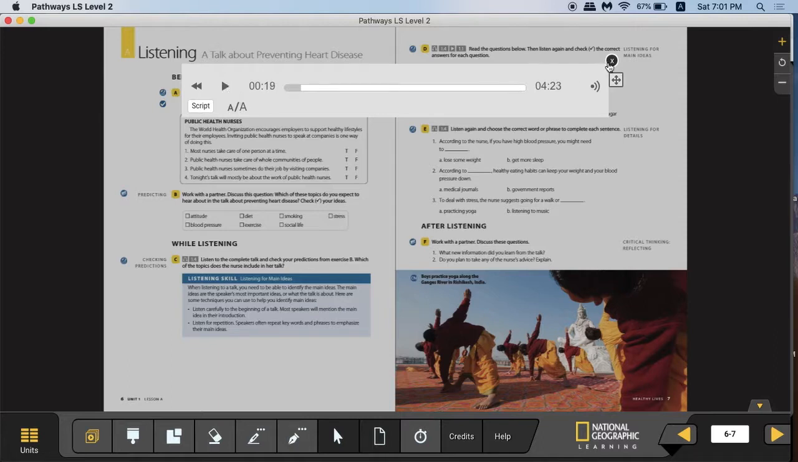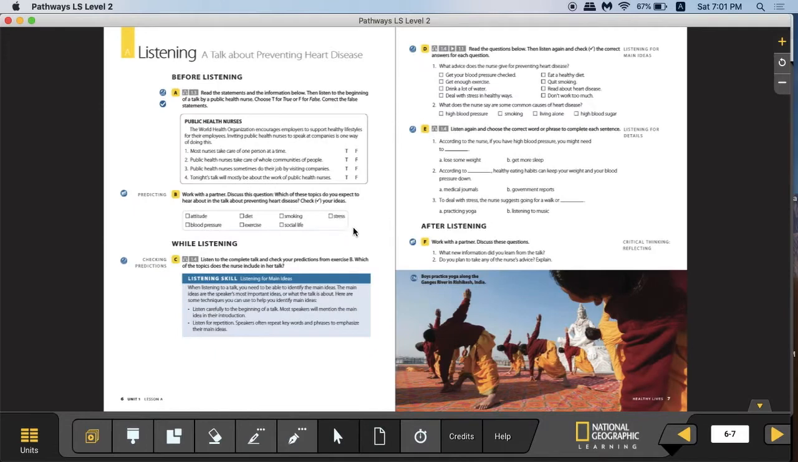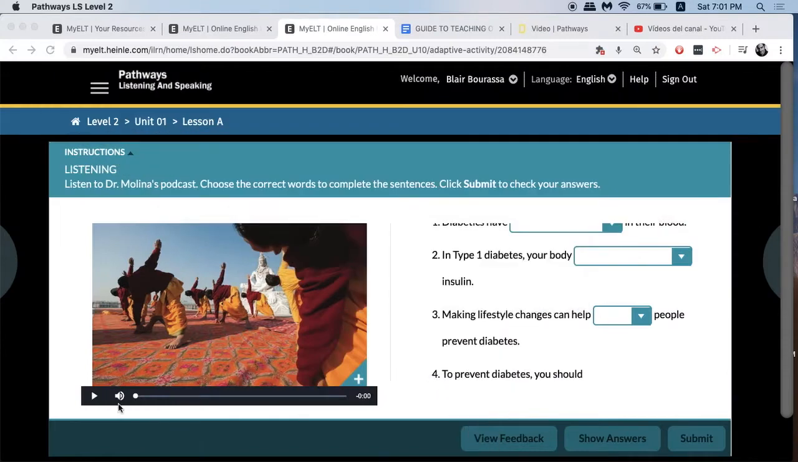Okay, you'll see that the listening passage and the questions are different in the workbook.